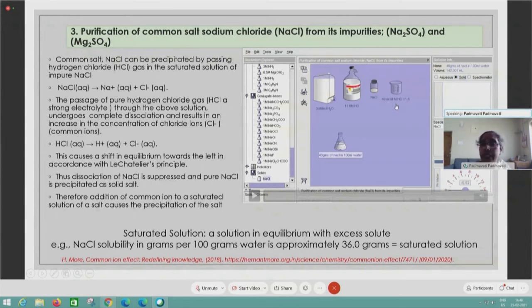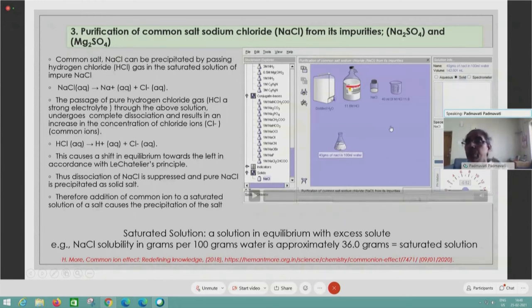Okay, so what I would like to show you here is that sodium chloride is getting precipitated. Our goal is we are preparing common salt. So to prepare common salt, we pass HCl gas through it, and then we get solid sodium chloride. That is our goal. So what is available with us? We take sodium chloride, we prepare a saturated solution of sodium chloride. So we prepared 40 grams of sodium chloride in 100 ml water. Then to this, HCl is added.